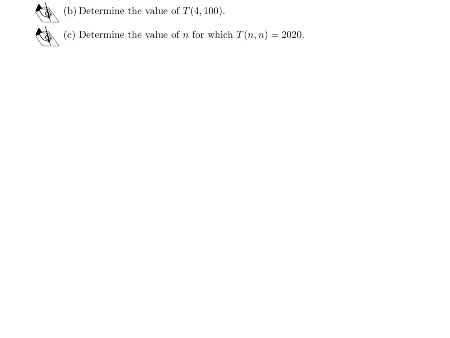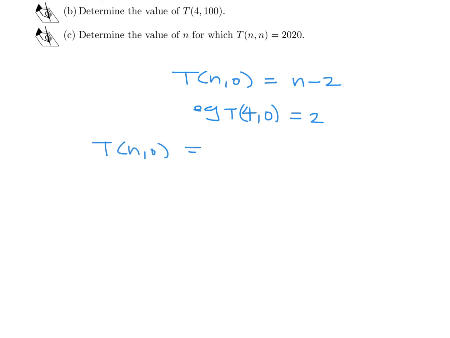Determine the value of n for which Tnn is 2020. All right, so Tn0, anytime that's 0, it's going to be n minus 2. And you can go back to part B to see that that is indeed true. If there's no internal points, then the number of triangles you create is going to be n minus 2. So for example, T40 was equal to 2. And you can see that earlier on. So that basically means that Tn0 is n minus 2.